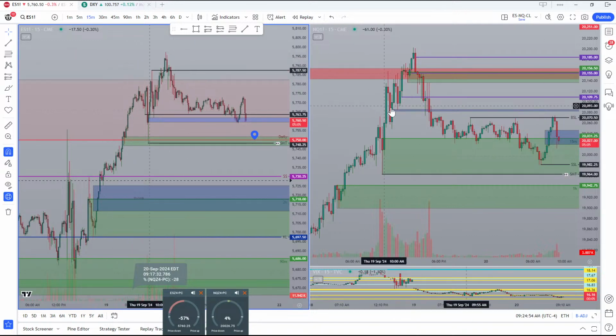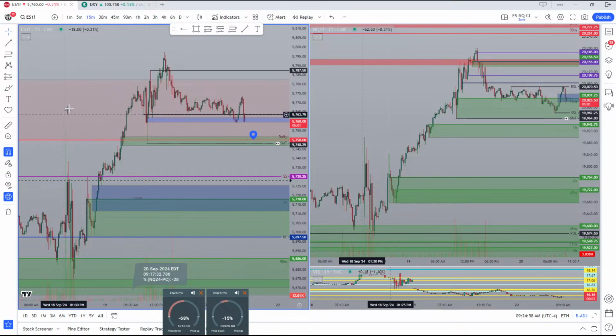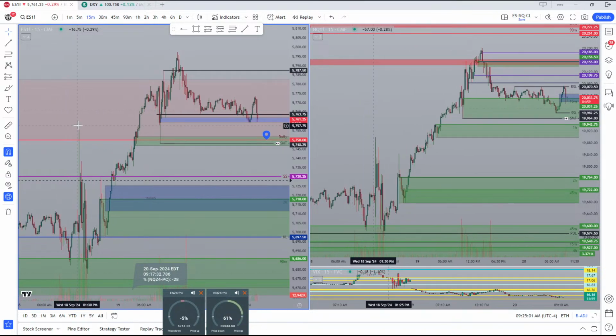Real quick, I was going over the ES and the NQ. This is the 15-minute chart. This is a daily supply zone on the ES. We got a nice rejection from it when we had FOMC on Wednesday. It gave us a rejection. Now we broke through it, and we used it now 2 times as support.